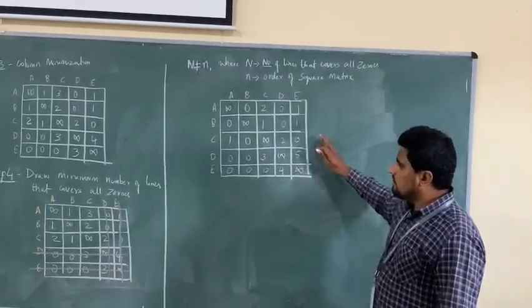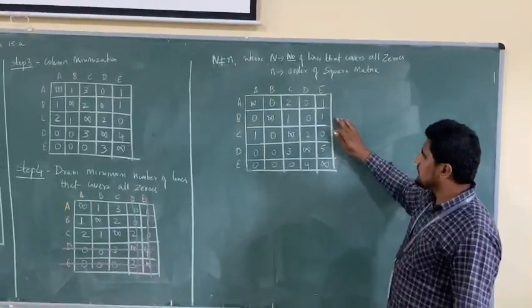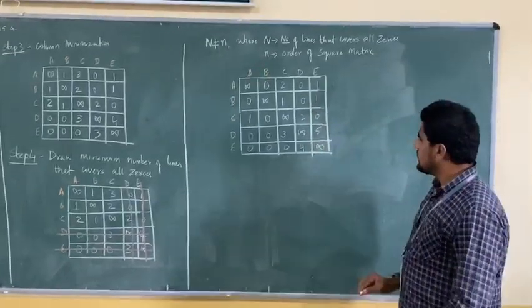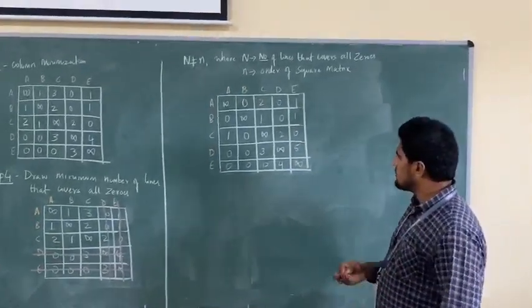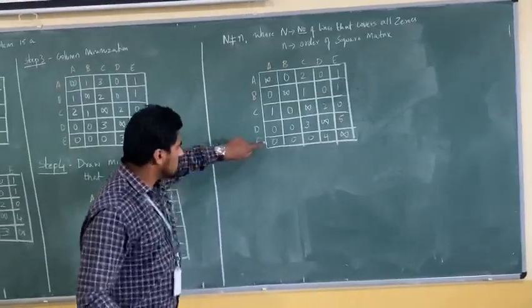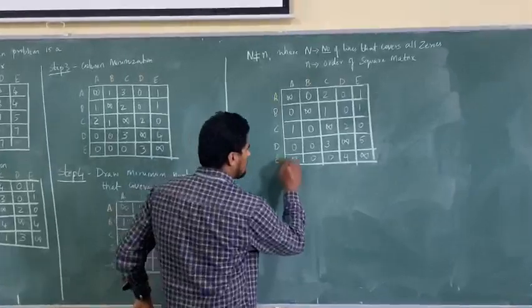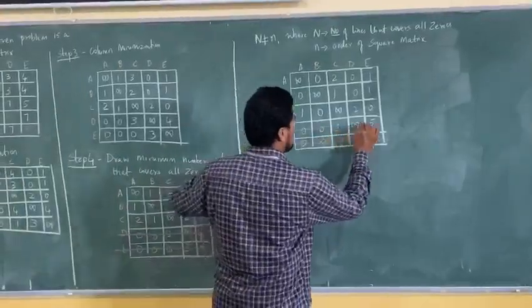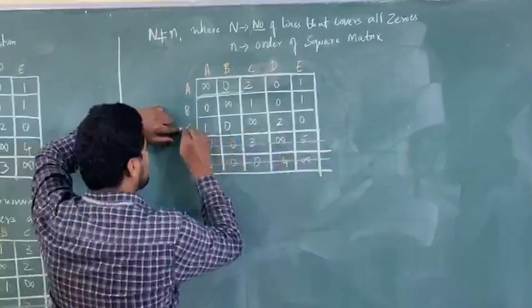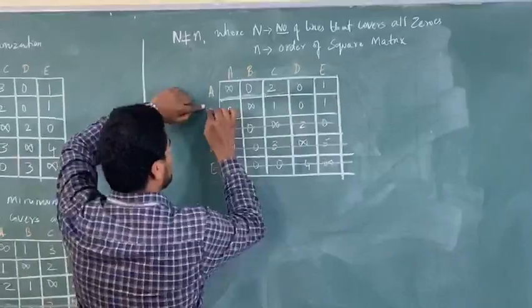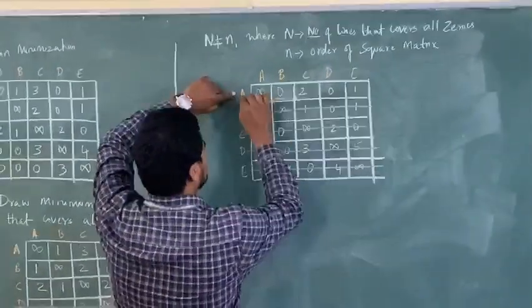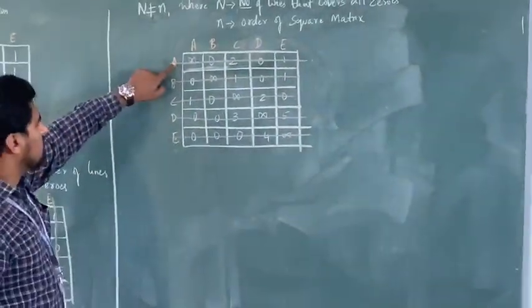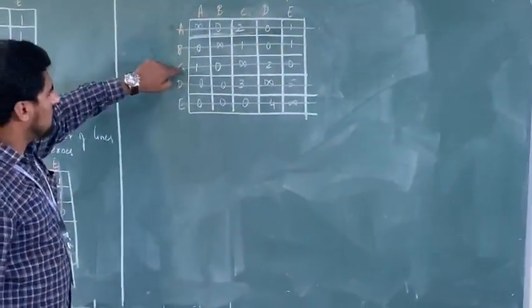So what we have to do next is draw the minimum number of lines that covers all zeros. Correct? So now we shall draw the minimum number of lines that covers all zeros. So here we have 3 zeros, and strike off this. Here I have 2 zeros, strike off this. Again here we have 2 zeros, strike off this. Here also we have 2 zeros, strike off this. So now obviously we have drawn 5 lines here, 1, 2, 3, 4, 5.